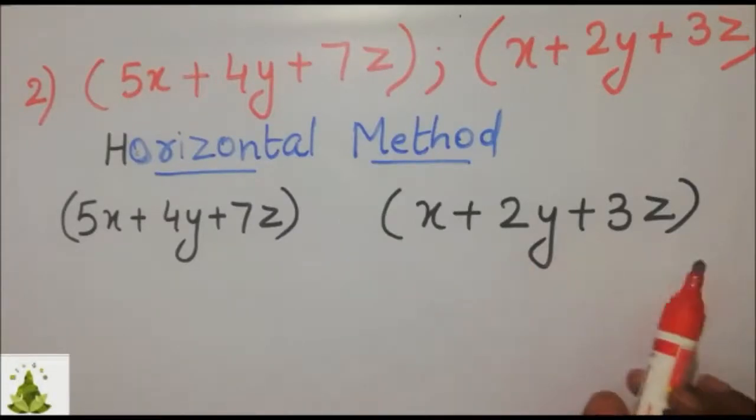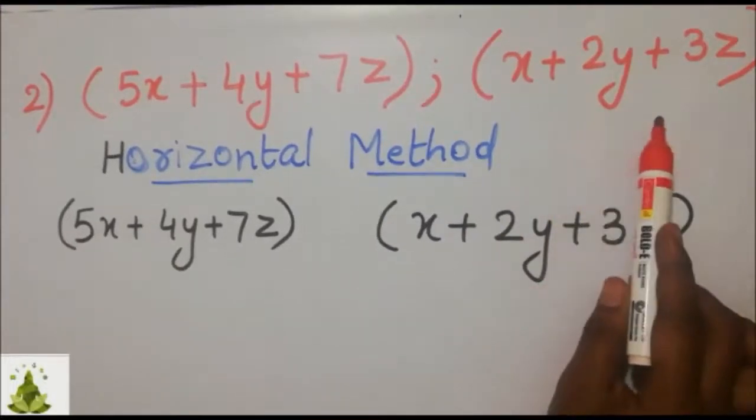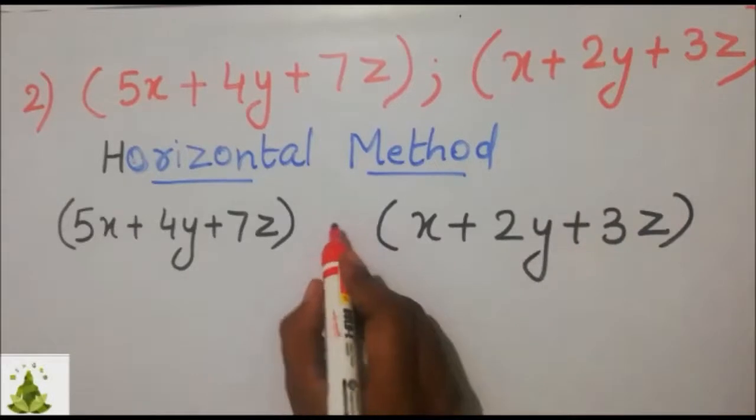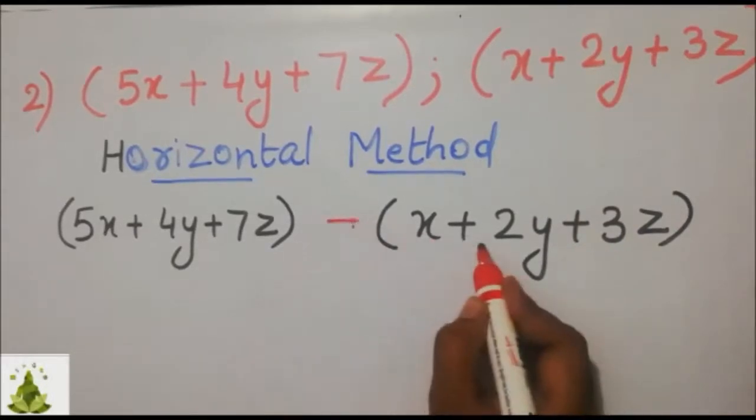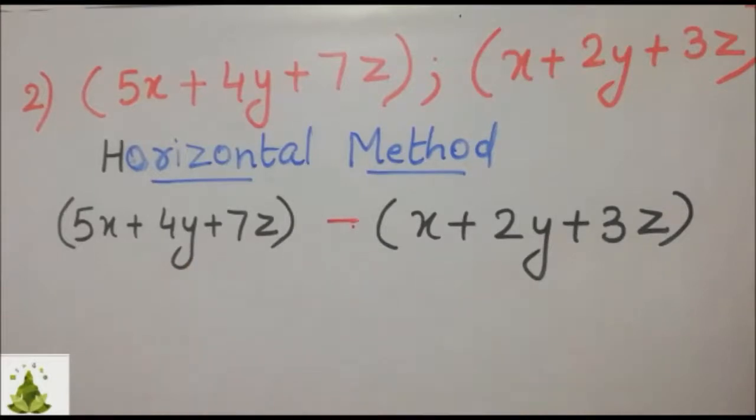Example number 2. We have to subtract the second expression, that is x plus 2y plus 3z, from the first one. This is the first one, so we will be writing this first.